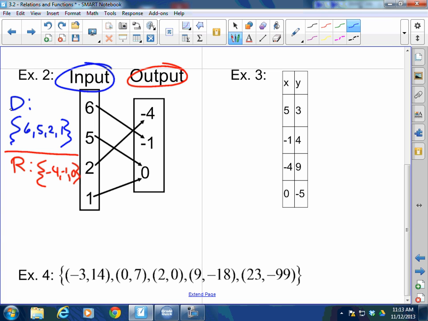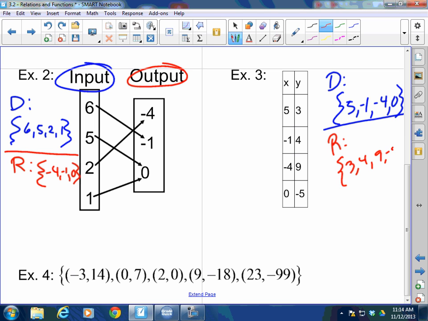What's the domain here? Go ahead. 5, negative 1, negative 4, and 0. Yes, sir. And those are braces, braces. And what are my range values? What's the range here? 3, 4, 9, and negative 5. That's exactly right. Those are my valid range or Y values. Does that make sense, guys?